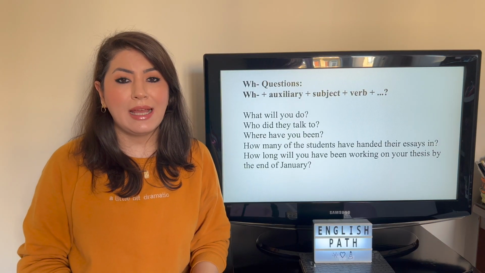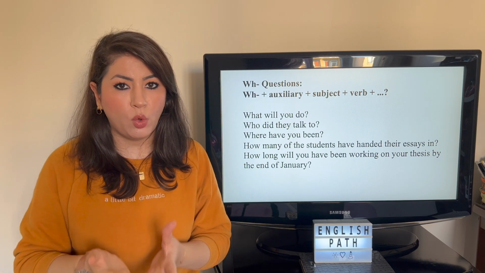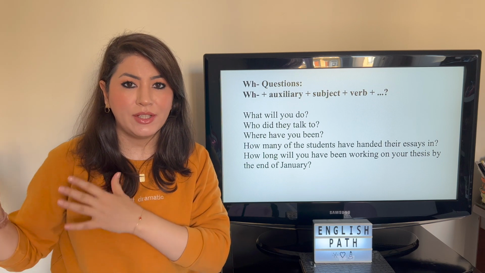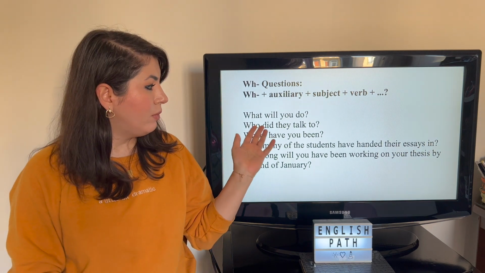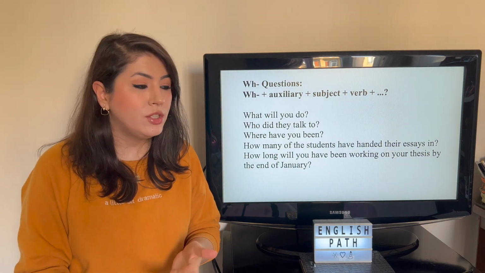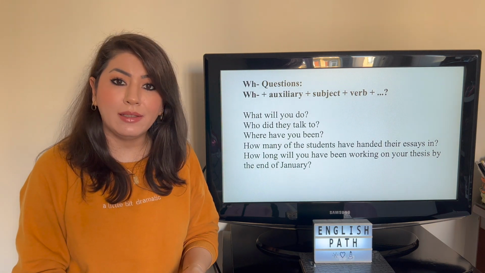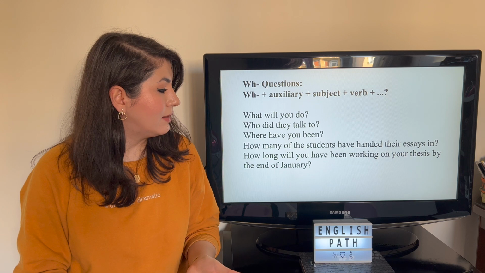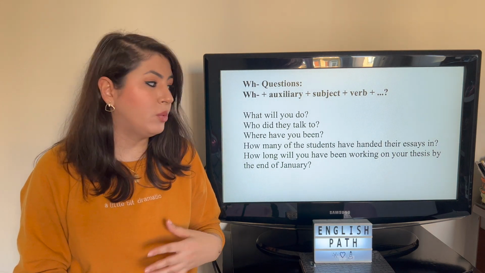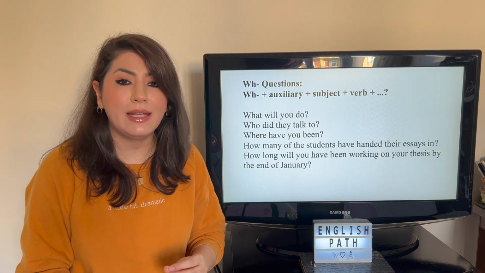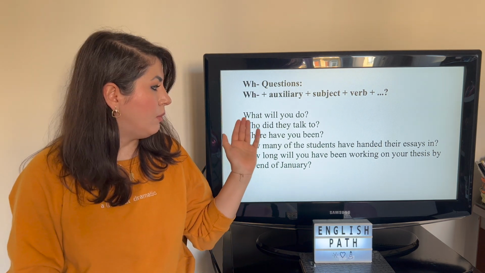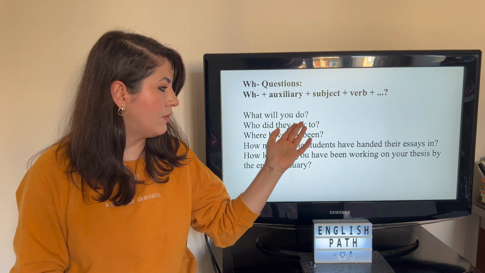WH questions. The general structure formula is WH question word, auxiliary, subject, verb. Like, what will you do? Who did they talk to? Where have you been? How many of the students have handed their essays in? How long will you have been working on your thesis by the end of January? You can see that structure. WH question word, auxiliary, subject, verb.